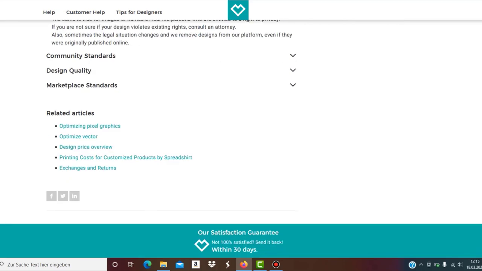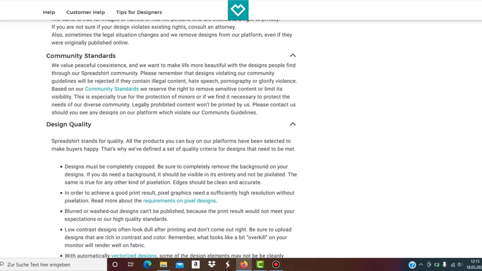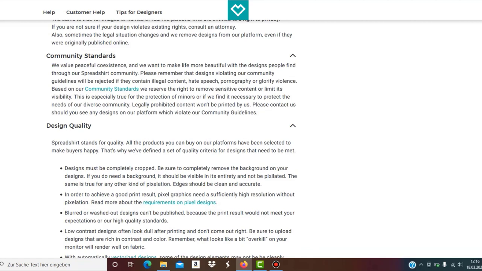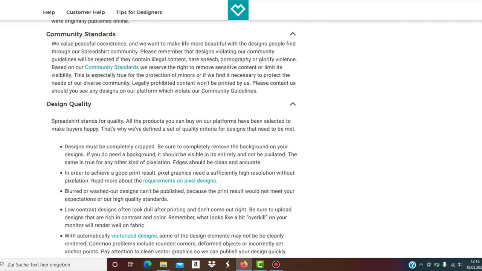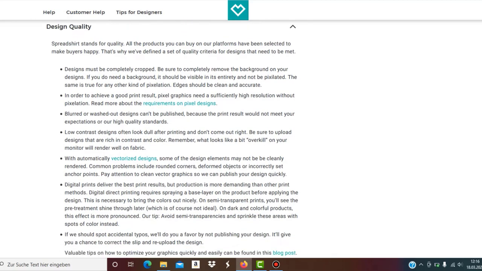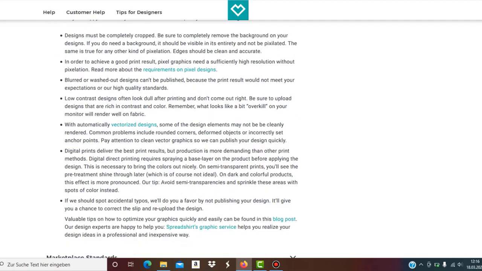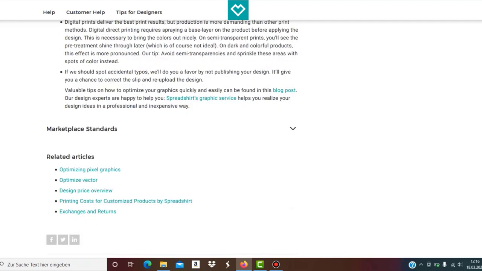Now, they've got design quality or community standards. Obviously, if you put something like illegal content in there, nobody with common sense would publish anything that promotes hate or anything like that, so that's pretty clear. And then design quality. I think this is when the quality wouldn't really fit on a product, like the quality would come out bad if they print it. Like if it's blurred, as they say here, washed out, or low contrast. So you want to make sure that it's got a good quality and it's not blurred or anything, and the design has a certain image size.